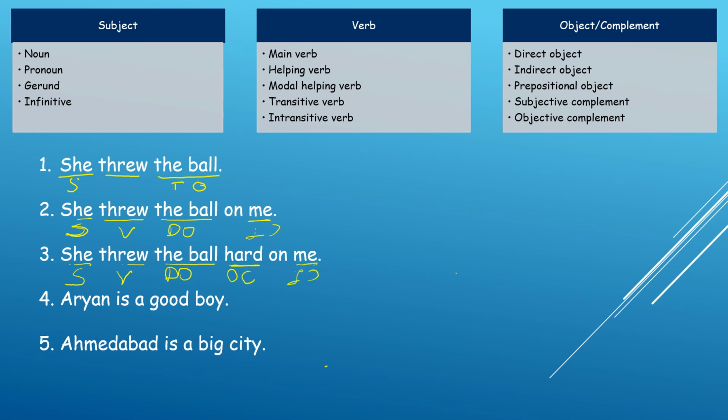Aryan is a good boy. Aryan is the subject. Is the verb, it is the main verb and a good boy is a complement of Aryan which is subject. So it is a subject complement. Ahmedabad is a big city. Ahmedabad is a subject. Is the verb and again a big city is a complement of Ahmedabad which is subject. So this is a subject complement.